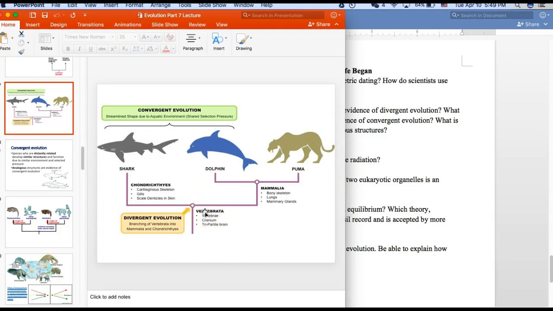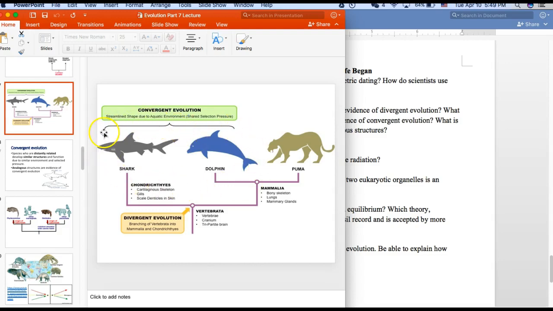We call this divergent evolution, and we can also call the vertebrae itself a homologous structure. Convergent evolution is, basically, for divergent evolution, when you're drawing a clade. It's kind of similar to that. Convergent evolution is when you're drawing not a clade.